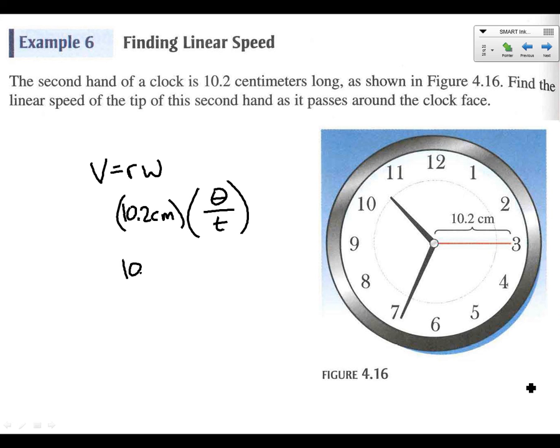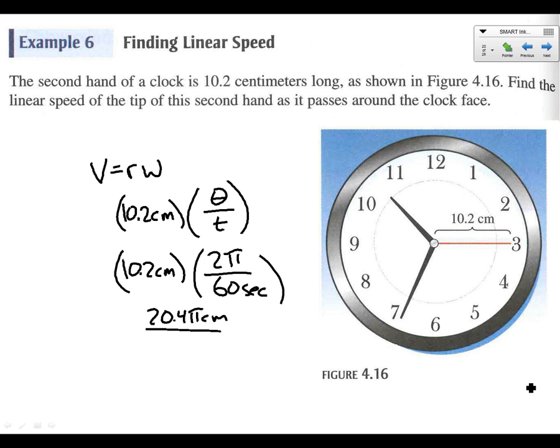So in this case, we'll keep the 10.2 centimeters. To go all the way around a circle, that takes 2 pi radians. Now how long does it take this second hand to go all the way? Well, it takes 60 seconds. And so if we simplify this, we'll end up with 20.4 pi centimeters per 60 seconds. And we can divide that out. And if we do that, we're going to get approximately, let's see, I've done this already. Let me find where I wrote it down. Example 6 is 1.068.